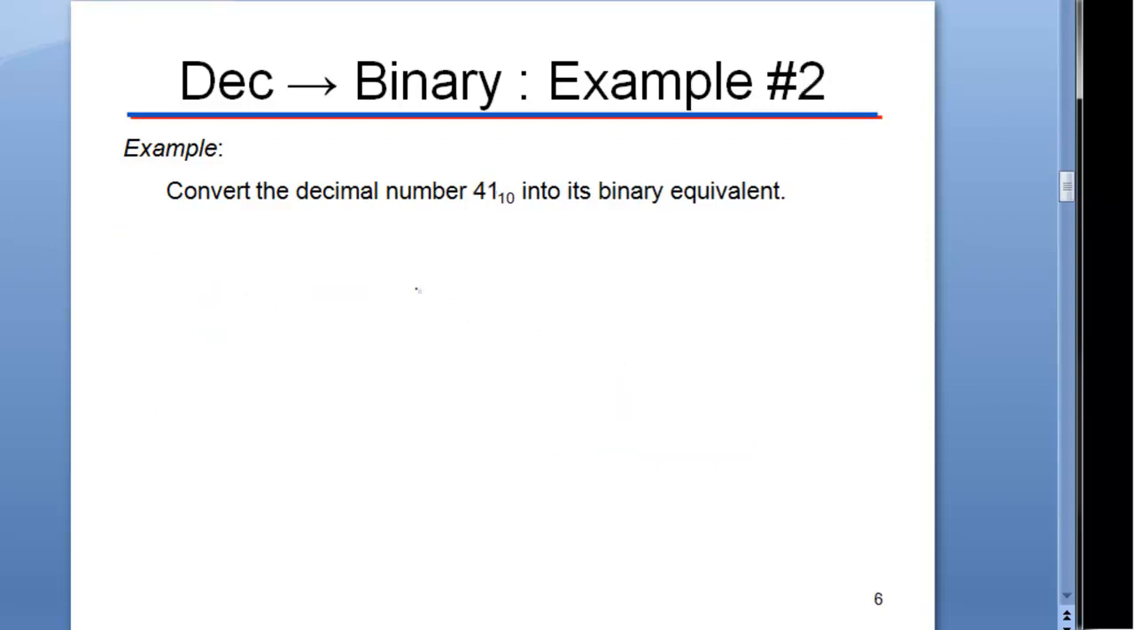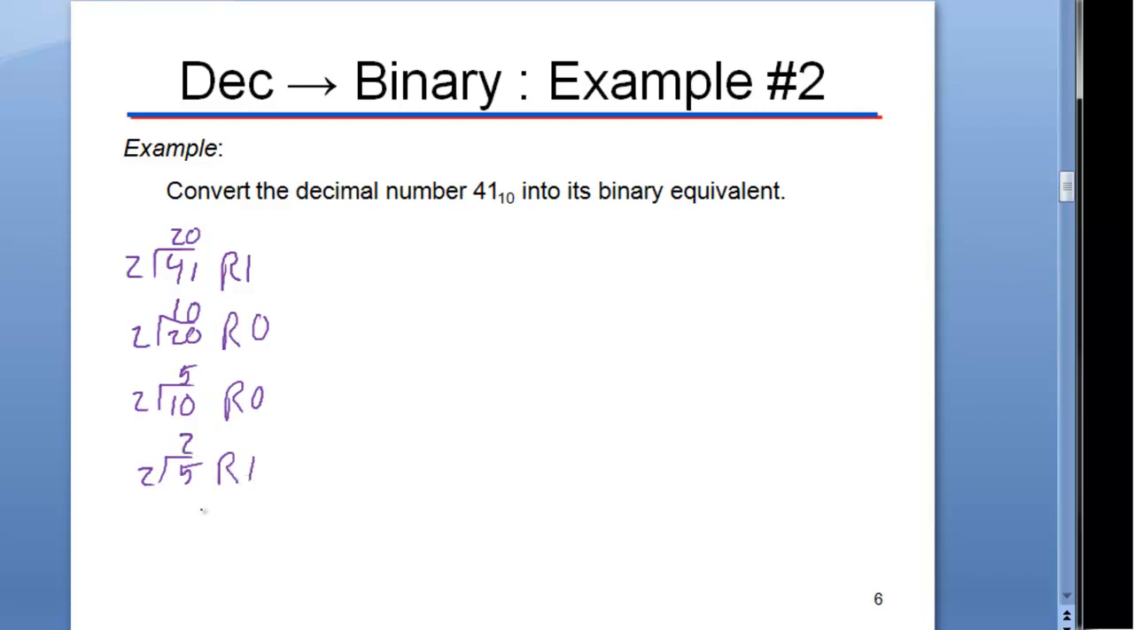Let's do 41. It's the same thing: 41 base 10 into binary. 2 into 41 is 20 with a remainder of 1. 2 into 20 is 10 with remainder 0. 2 into 10 is 5, remainder 0. 2 into 5 is 2 times with a remainder of 1. 2 into 2 is 1 with remainder 0.